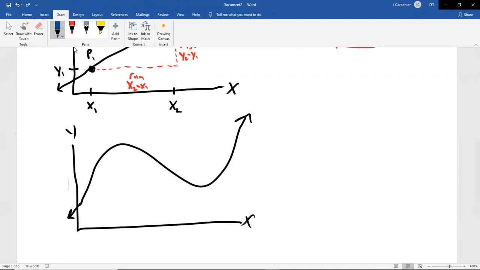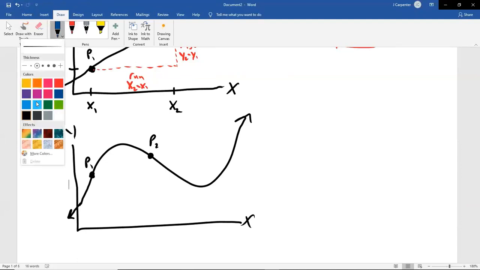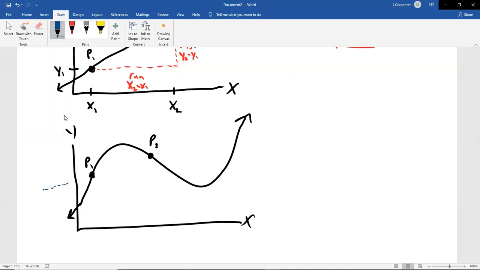So let's take, I don't know, this point right here. Let's call this P1. And let's call this P2. Now what I'm going to make is a secant line out of those. So I'm going to make a little secant line. And I do actually want the secant line to be blue.